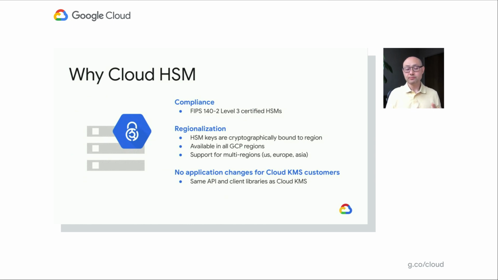Level 3 is only attainable through hardware devices, and it dictates things like the physical tamper evidence and tamper proofness of the device itself, so that you can't get in there and physically try to extract the keys, or it's very difficult to do so. Regionalization is also another key aspect of the service. When you create a key within a specific region, let's say US Central 1, then that key only exists within US Central 1. And not only the key, but also the metadata, all the backups, everything else associated with it. So wherever you create the key, that's where it'll be.